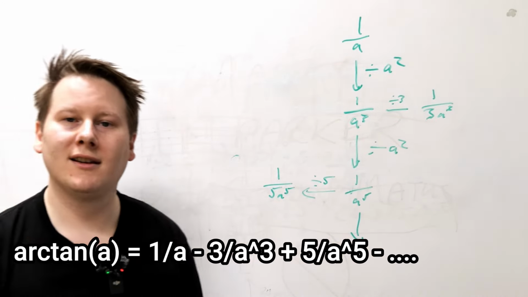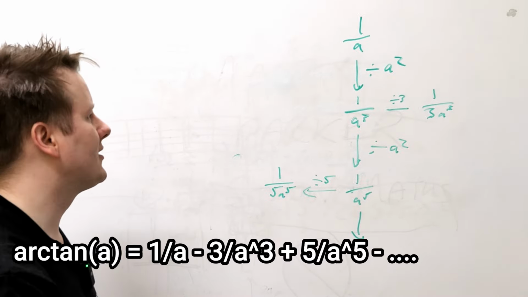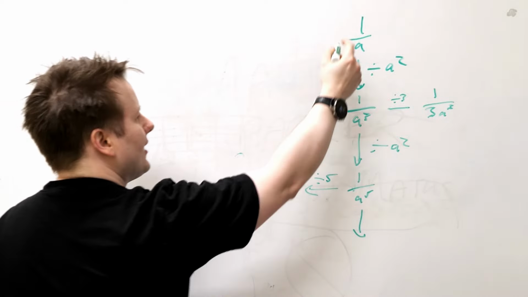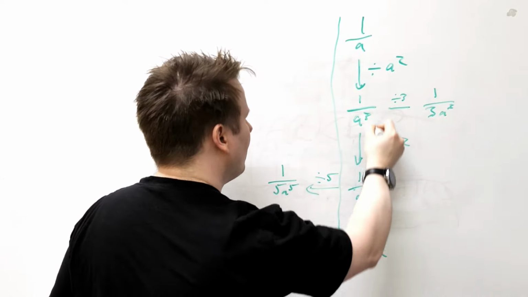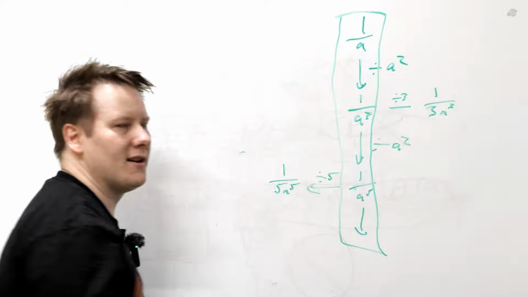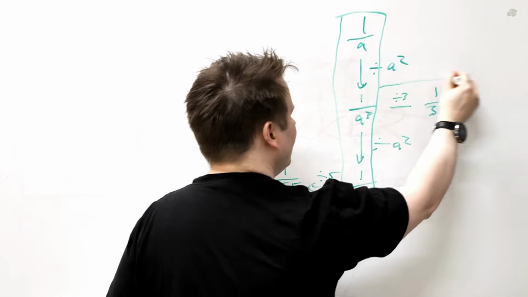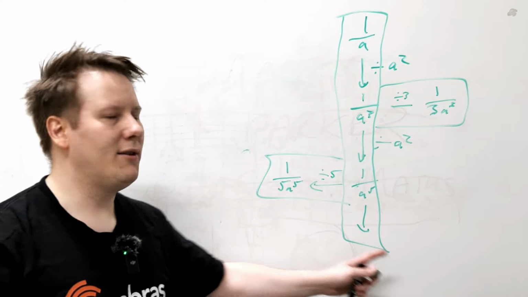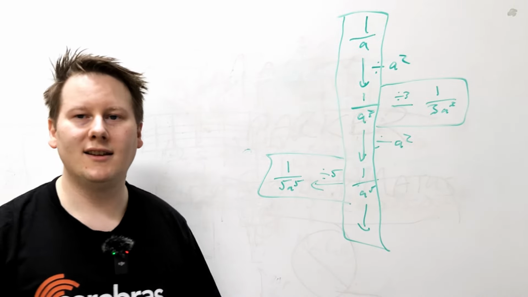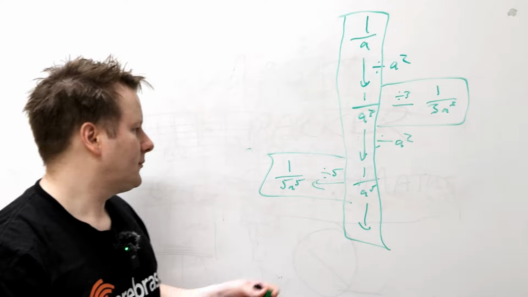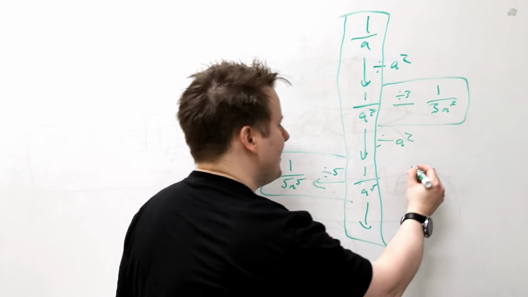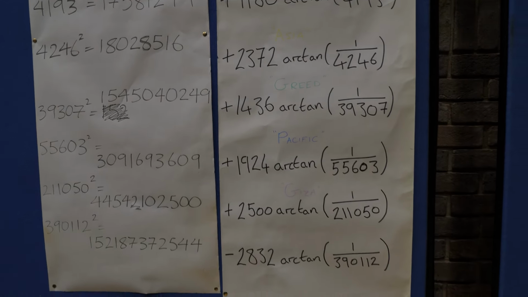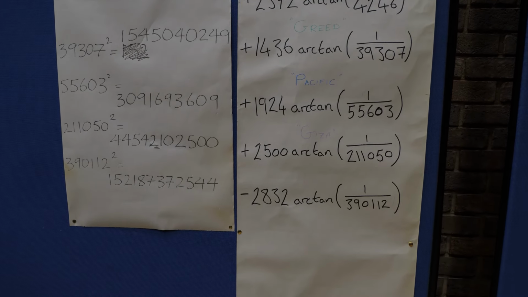And what we have here is a parallel series of operations. What you have here is what we refer to on the day as a trunk, where all you're doing is dividing by a squared. And then on top of that, you have the leaves, where all you're dividing by is 3, 5, then 7, then 9. Very easy divisions to do. And the problem here is when a is a number like 390,112, and then you have to divide by the square of that.